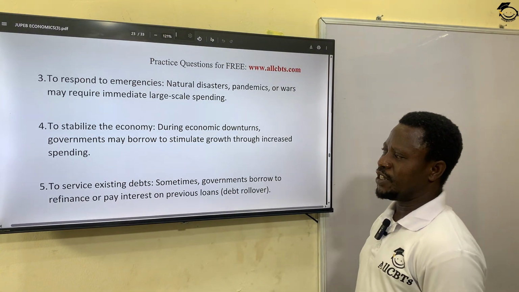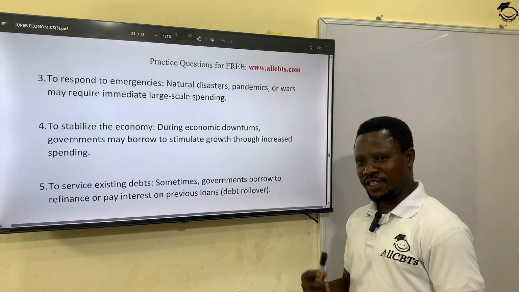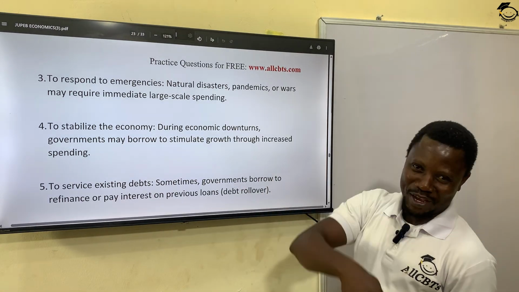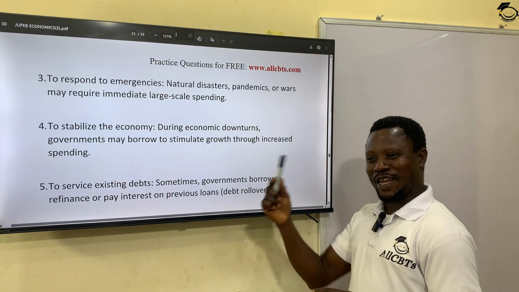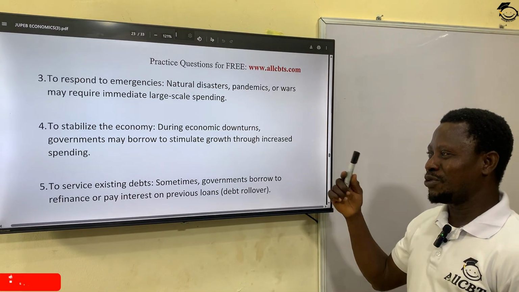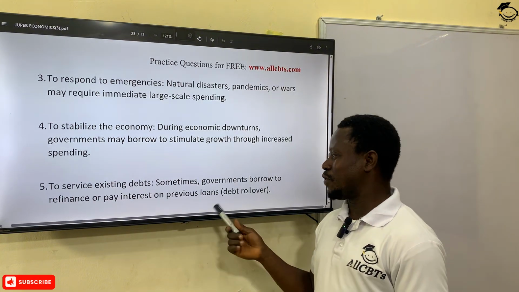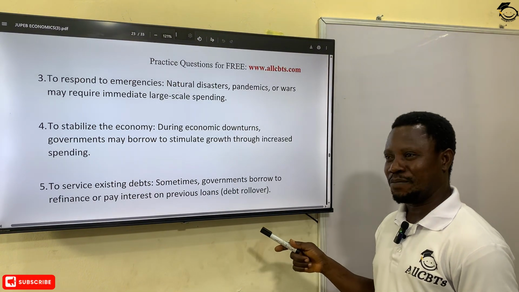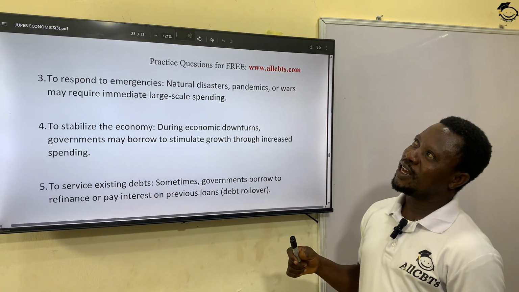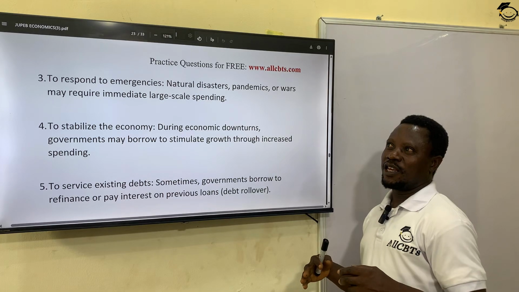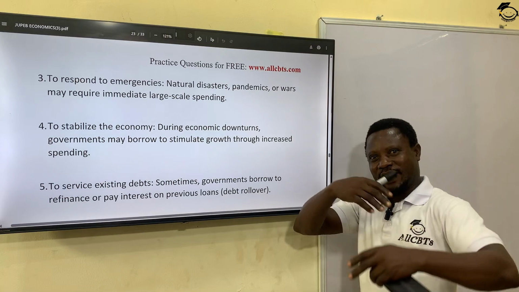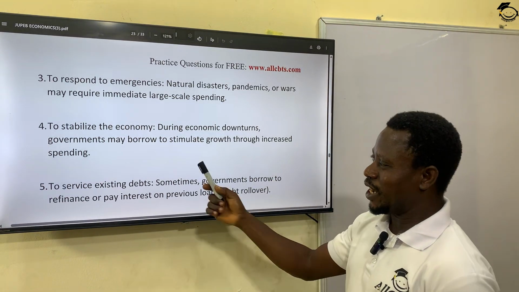Another reason for public debt is to service the existing debt. Is that not funny to you? You borrow money to pay a loan. You borrow debt to service debt. Yes, we are doing it in Nigeria today. Sometimes government borrows to refinance or to pay interest on a previous loan. The reason is that if you don't borrow money to pay the interest, the thing will be accumulating. And when it becomes what they call compound interest, it will expand. The debt will be multiplied and doubled. So to avoid that, it's better for you to be servicing.